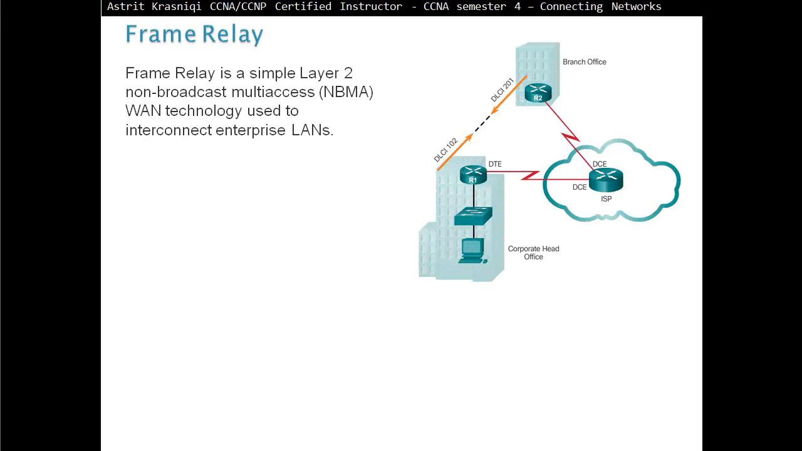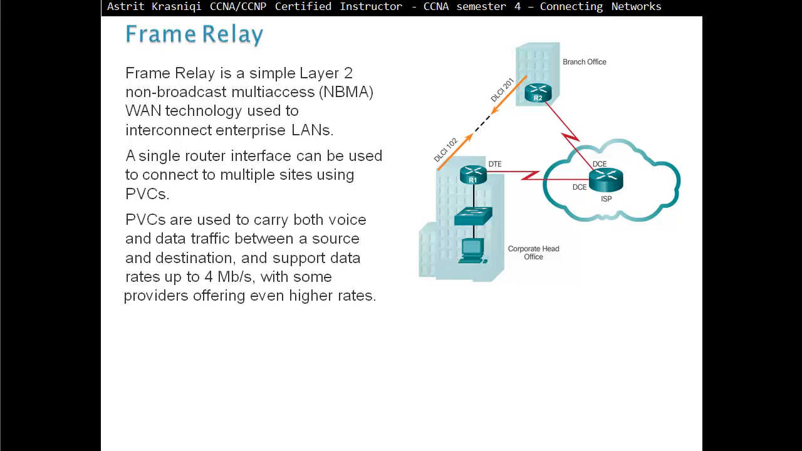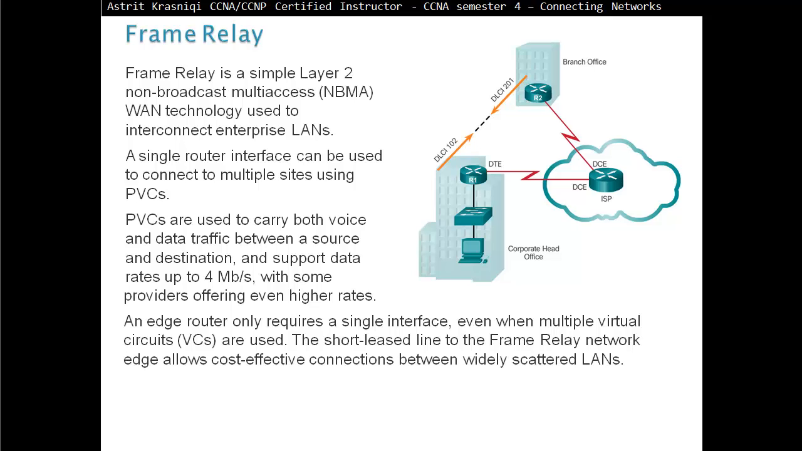Frame relay is a simple layer 2 non-broadcast multi-access WAN technology used to interconnect enterprise LANs. A single router interface can be used to connect to multiple sites using permanent virtual circuits. PVCs are used to carry both voice and data traffic between a source and destination, and support data rates of up to 4 megabits per second, with some providers offering even higher rates. An edge router only requires a single interface even when multiple virtual circuits are used.